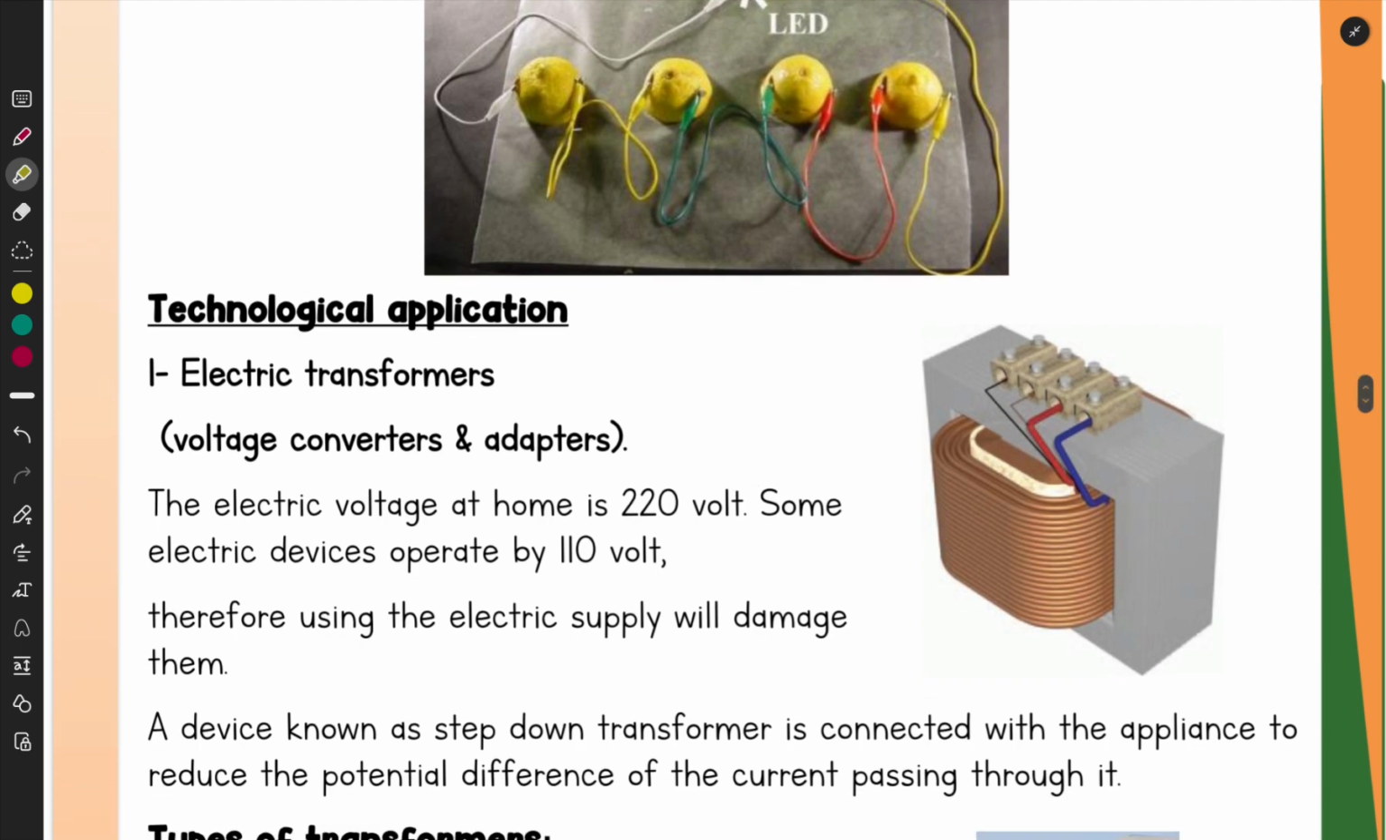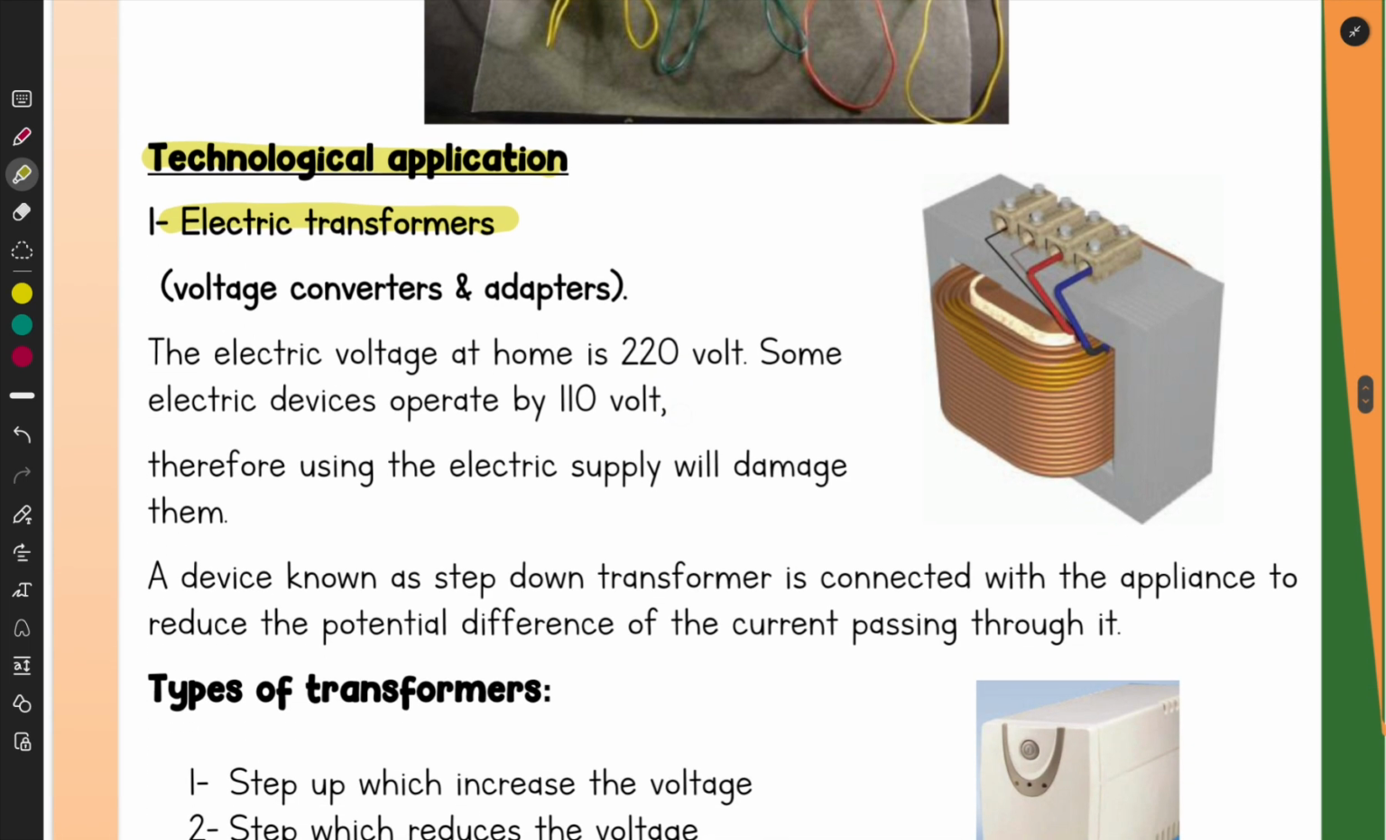Okay, we have a technological application here. This is called the electric transformer, and you can see the electric transformer in any device, in your phone charger, the charger of your laptop. Any device, you can see this electric transformer. This electric transformer has a very important role in our electric devices. So we can say that it is an adapter. Of course, this is your charger, your adapter.